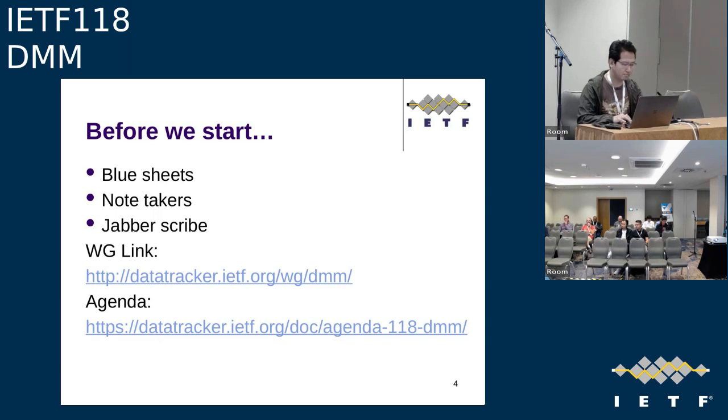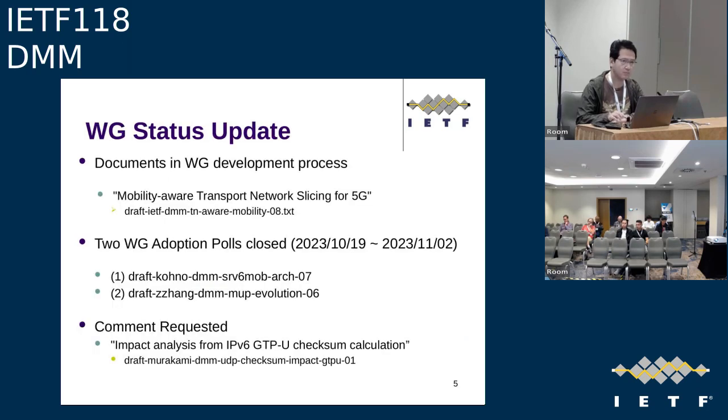You can find the DMM meeting data tracker site in this link, and you can find the agenda for today's meeting from this link. So I'd like to share the working group status update. We have documents in the working group development process: mobility aware transport network slicing for 5G. We have a presentation from John.